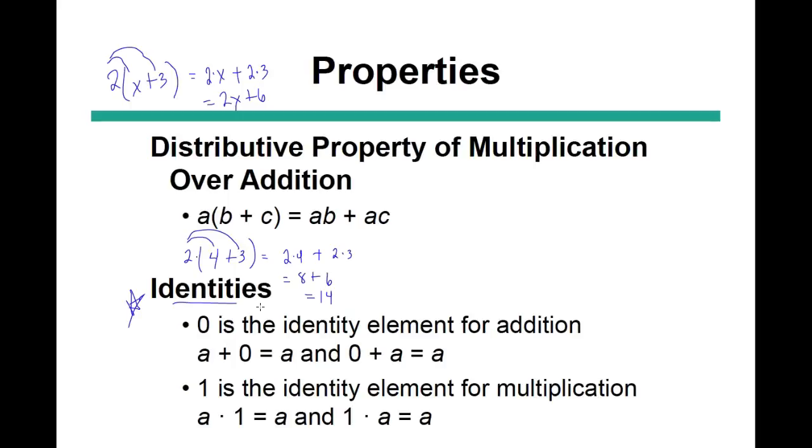1 acts the same way as 0 does in addition. So 1 acts the same way in multiplication as 0 acts in addition, because anytime you multiply any number times 1, you get that particular number back again.